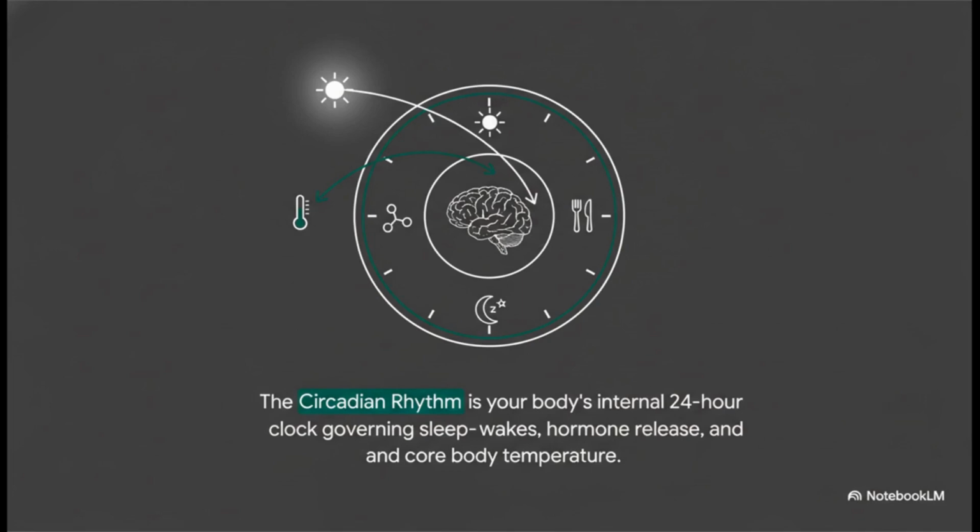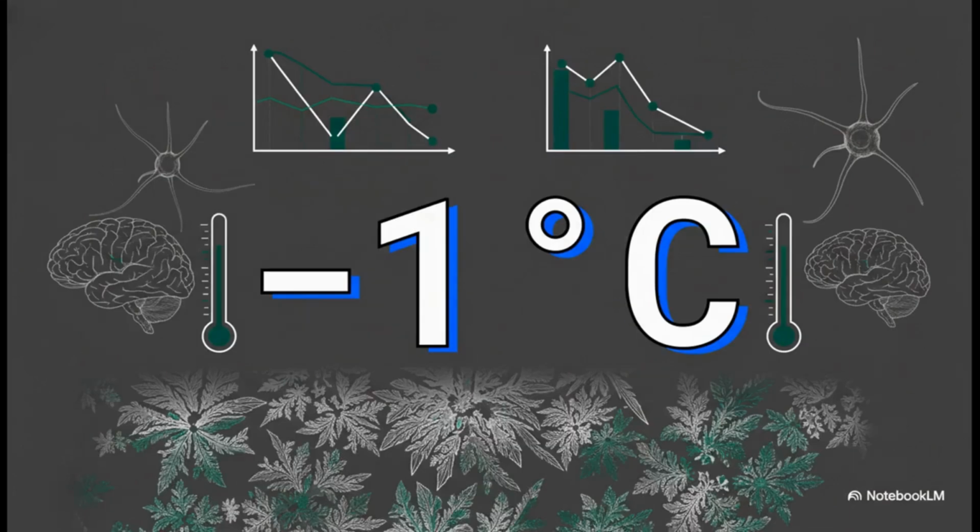The 2 big ones are light and temperature. When you feed it the wrong inputs at the wrong time, say bright light late at night, the entire system gets desynchronized. It's like your body's operating system keeps getting the wrong timestamp. And speaking of temperature, let's focus on this number for a second. -1 degree Celsius. This isn't a suggestion, it's a non-negotiable biological command.